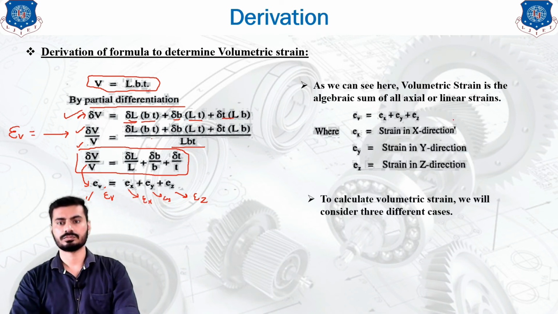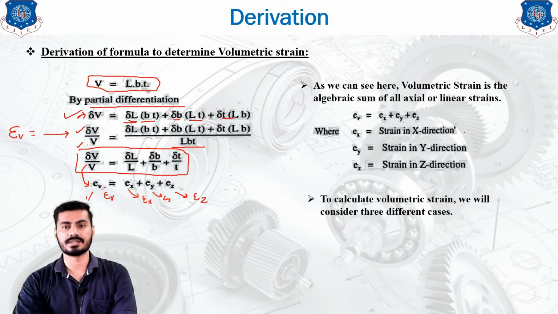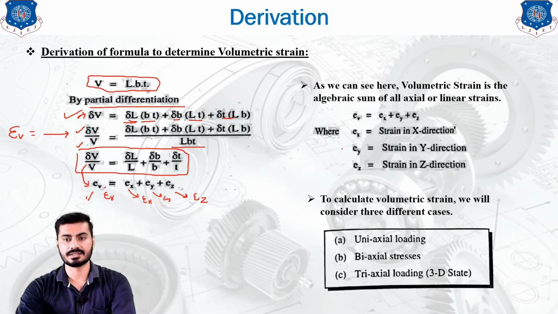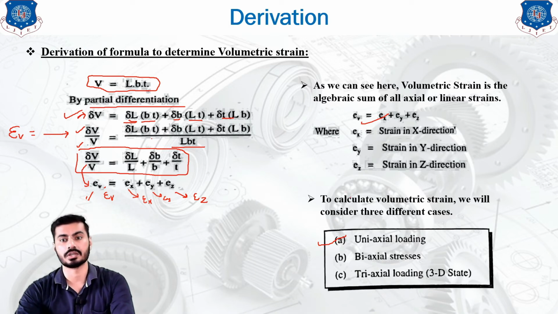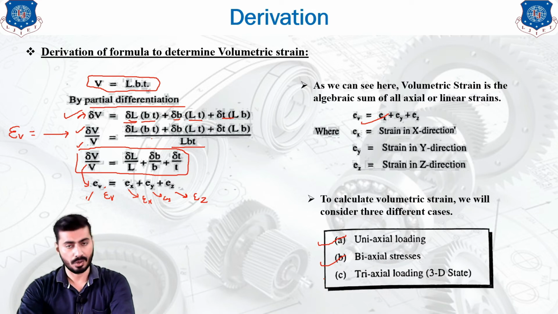Now to calculate the volumetric strain, we will consider three different cases. What are those cases? Let me explain. The first case is the uniaxial case, uniaxial loading, where the load is applied along only one direction. The second case is biaxial loading, where we apply the load along two different perpendicular directions, let's say in the x and y direction, or y and z direction, or x and z direction.